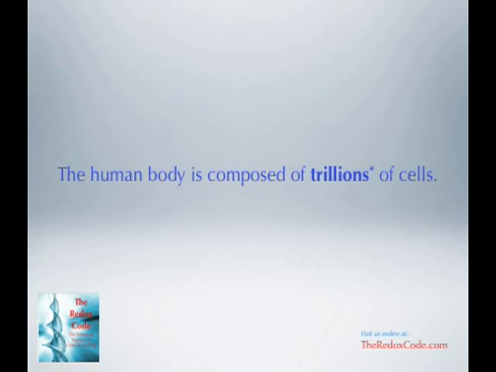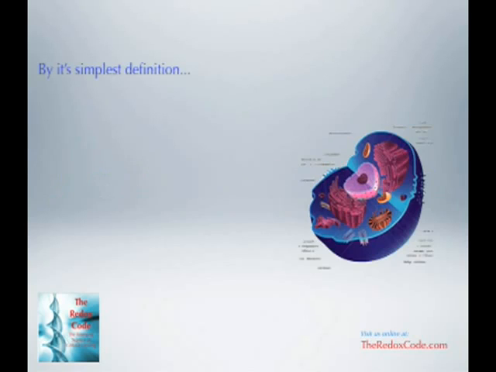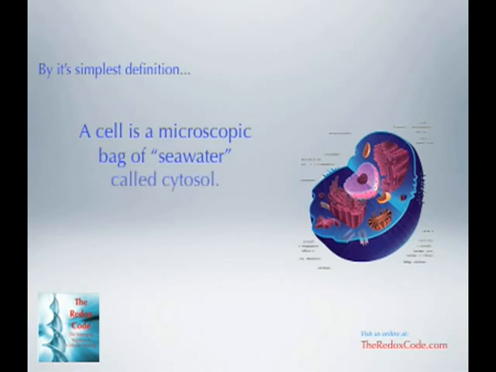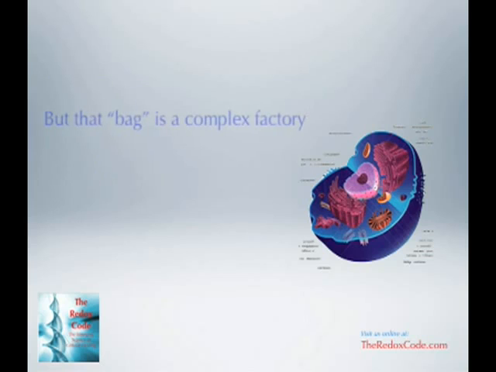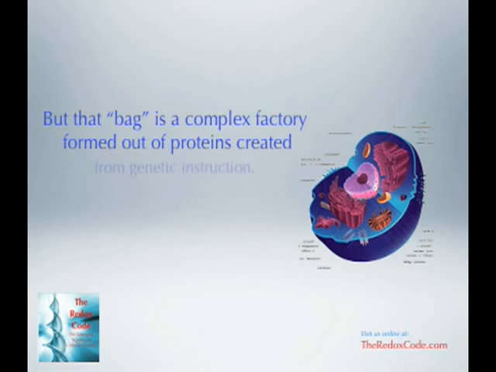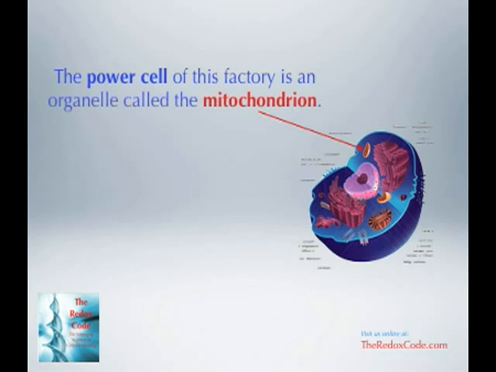The human body is composed of trillions of cells. That's 10 to the 14th power, or 100 trillion, according to Science Netlinks, a resource for teachers. Now, by its simplest definition, a cell is a microscopic bag of seawater called a cytosol. But that bag is a complex factory. It's formed out of proteins created from genetic instruction. And now the power cell of this factory is an organelle called the mitochondrion.